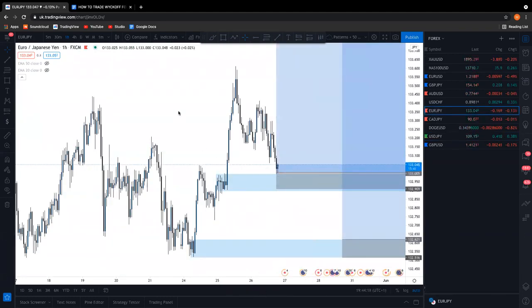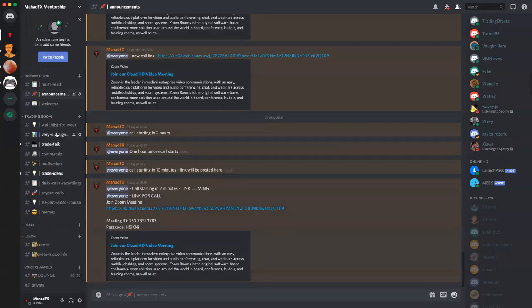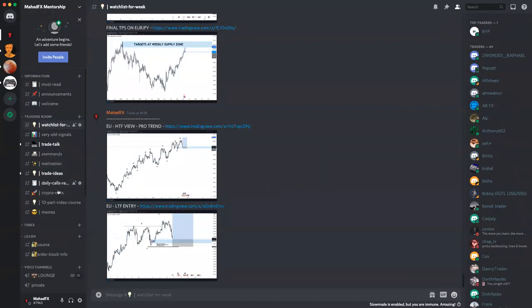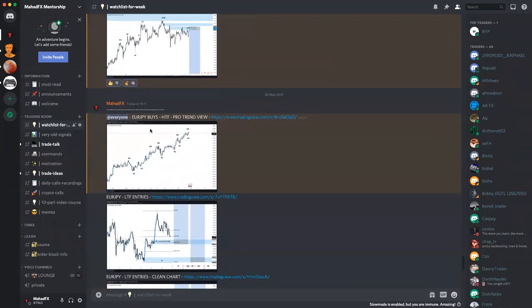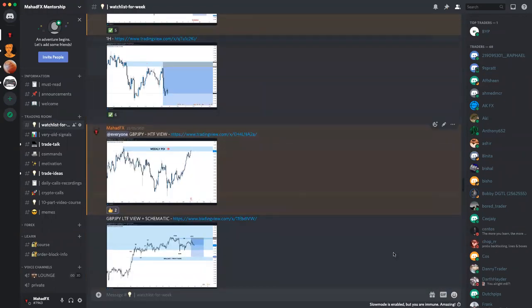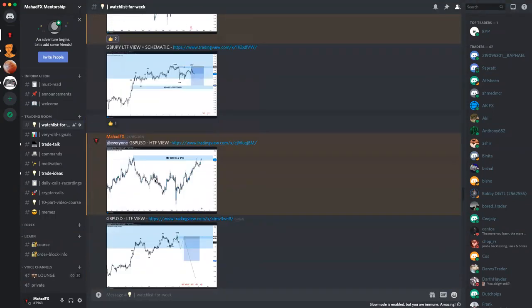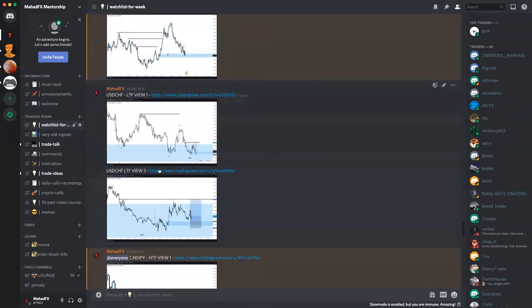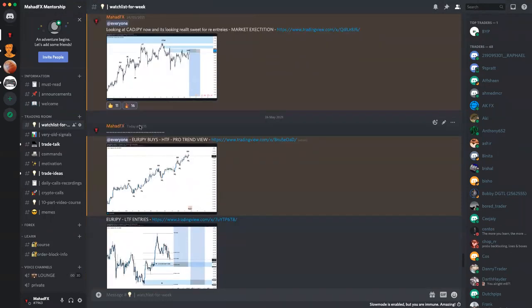If you don't know where to find those in the group, I'll show you where they are. You should now all be able to see my screen on the group. If I scroll down and go into the watch list for the week, here we go. I posted all of these trades at the beginning of the week. You can see the 23rd of May. That was the beginning of the week. So where should I start? I'll start from here.